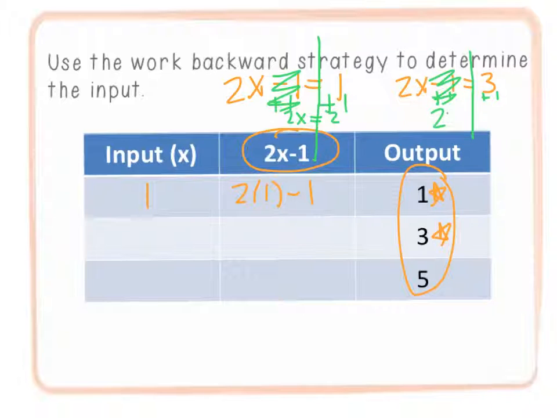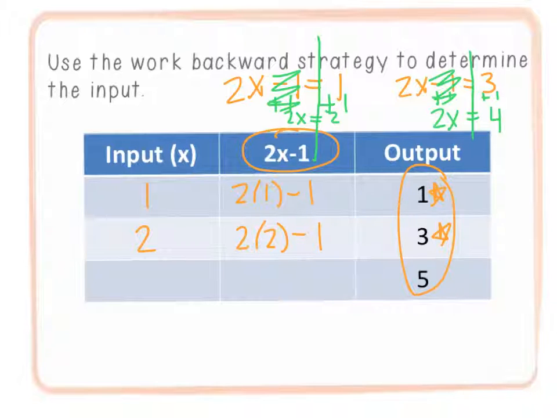I'm left with 2x equals 3 plus 1, which is 4. 2 times what gives me 4? Well, I know 2 does, so 2 would be my input. So 2 times 2 minus 1 would give me 3.